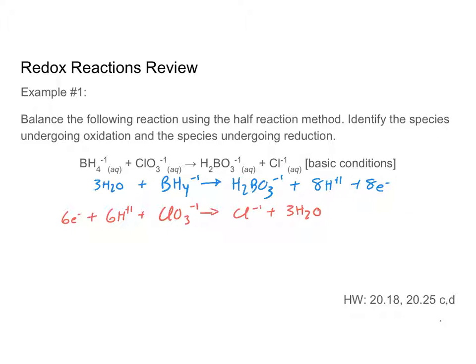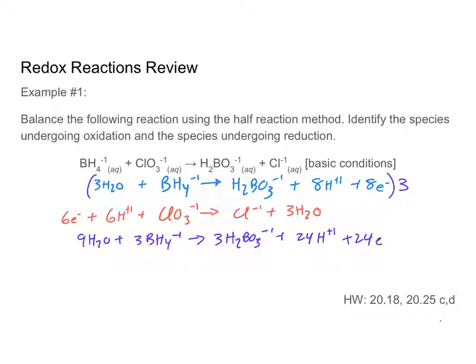is multiply this reaction by the lowest common multiple of the number of electrons, which the best I can tell is what, 24? So I'm going to put a 3 here. So down below I'm going to have 9 waters and 3 BH4s and 3 H2BO3s and 24 hydrogens and 24 electrons.